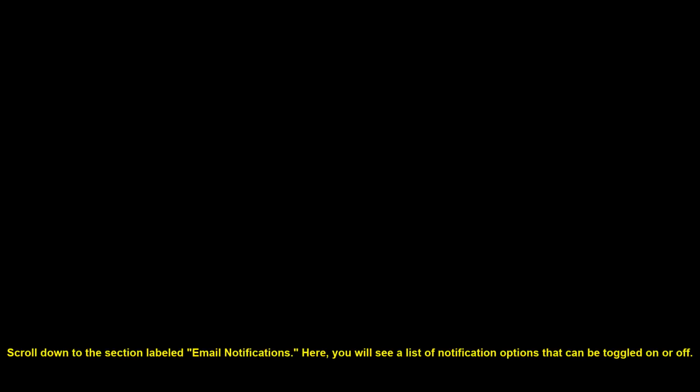In the Settings menu, look for the Notifications tab on the left sidebar. Click on the Notifications tab to access your notification preferences. Scroll down to the section labeled Email Notifications. Here, you will see a list of notification options that can be toggled on or off. Look for the specific email notifications you wish to uninstall.